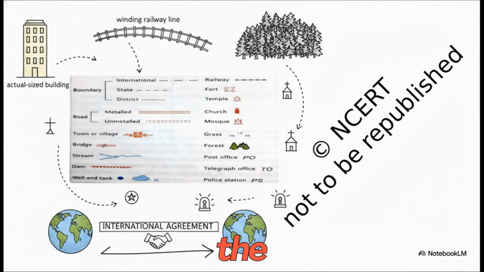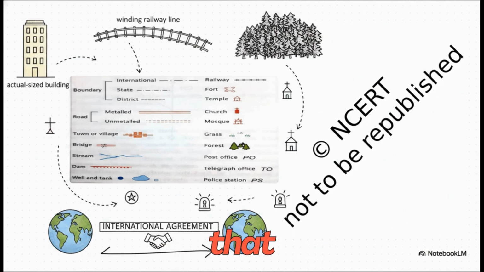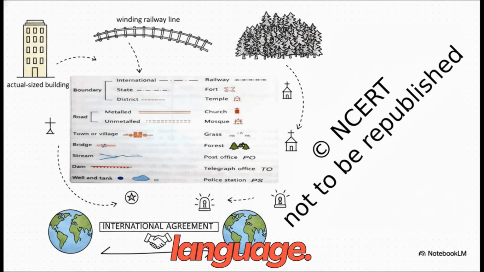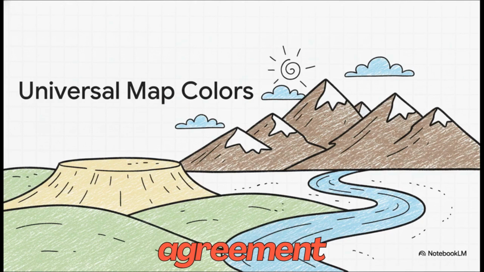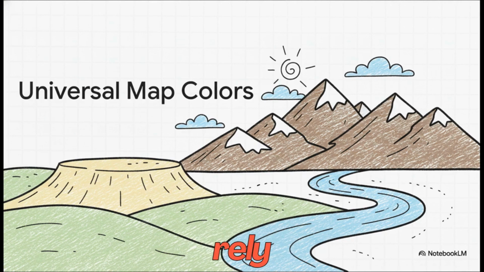And honestly, here is the coolest part. There is an international agreement on how to use these symbols. That means a railway line or a post office symbol on a map in your hometown will look pretty much identical to one on a map from the other side of the planet. It truly is a universal language. And this international agreement doesn't stop at just shapes. It includes colors, too. There are universal map colors that you can always rely on.